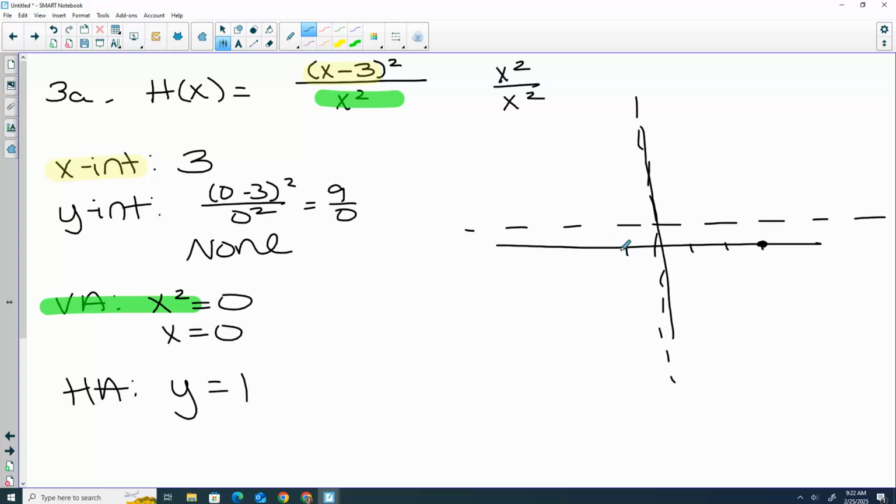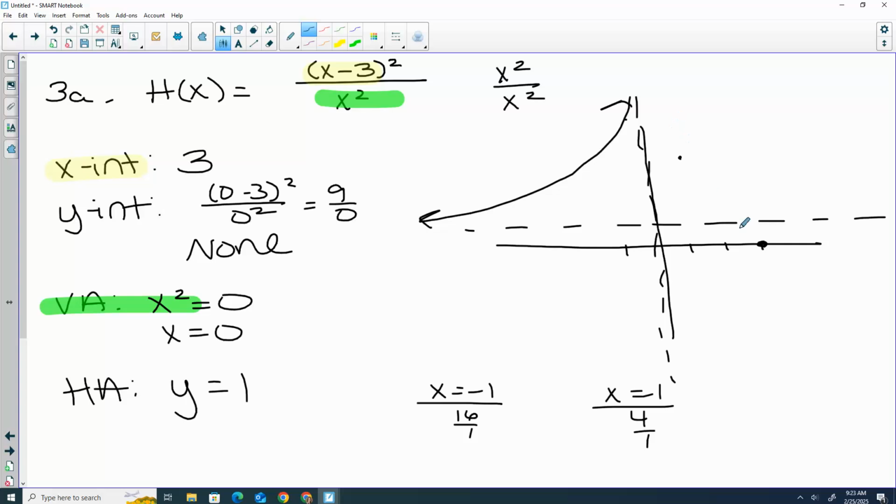If I put in a -1, I get -4 squared, so 16 over 1. So it's 16, so it's a really high value, so I know this section is up here. All right, this one's a little bit confusing. I have a point here, but I know it's supposed to bounce there. So let's put in a couple points. If I put in a 1, -2 squared is 4 over 1. So 1 is giving me out 4. So it's up here.